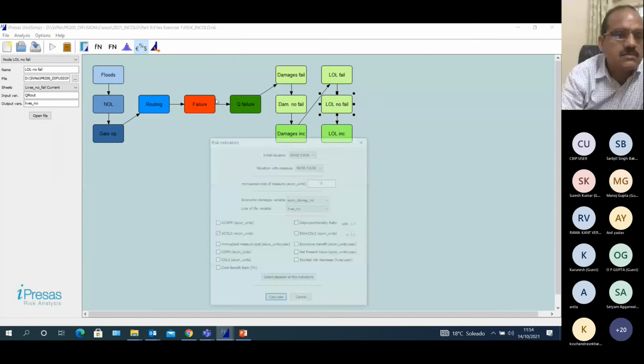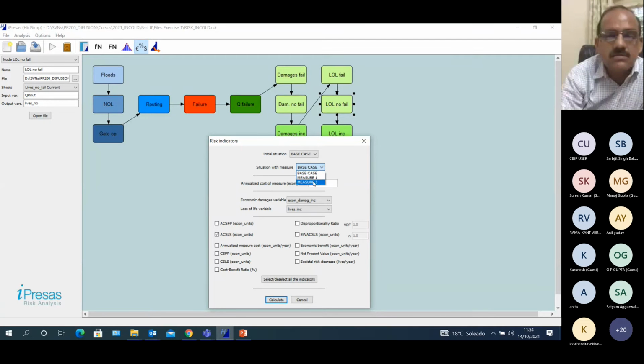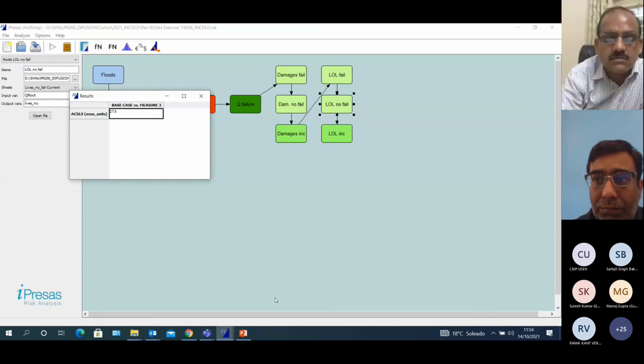That's why when you come here and you say, okay, I'm going to compare it with measure 2, sorry, measure 3, then the cost now is very little. It is 10 times less than before, but I buy less risk reduction, and when I calculate it, my ACSLS is higher. That means that this action is less effective than the one we did before. So I think now you are well equipped to do the last two as homework.